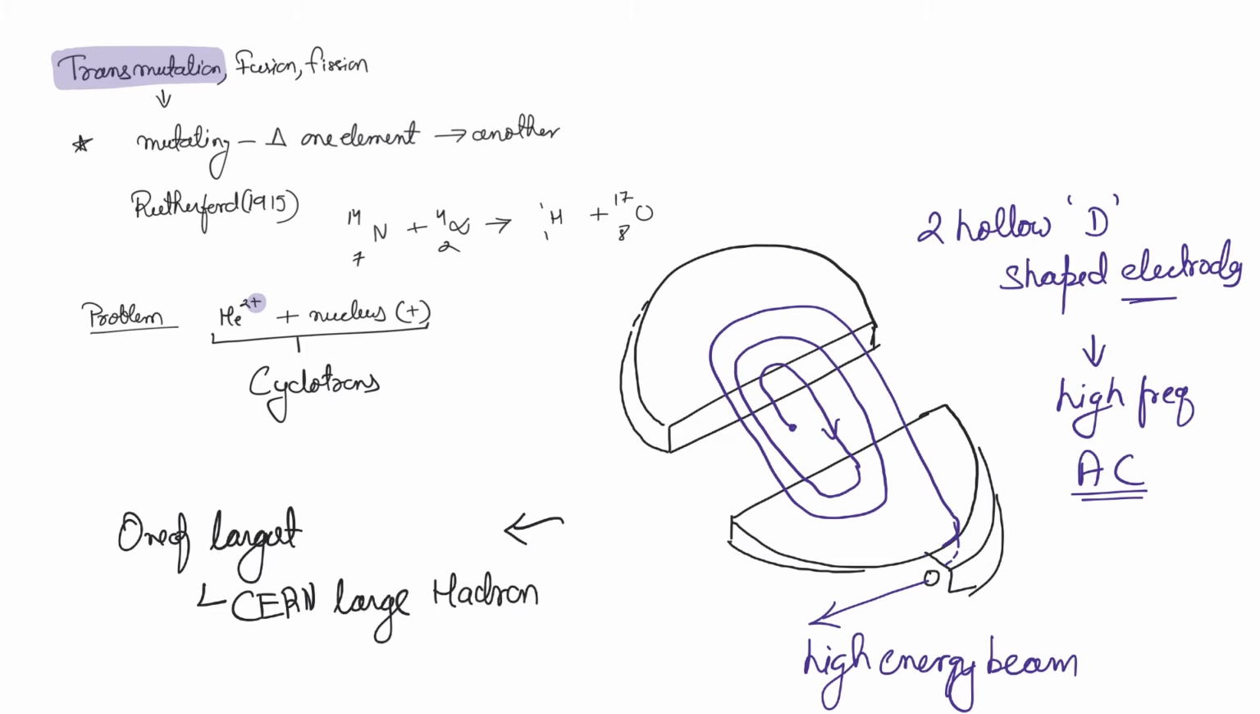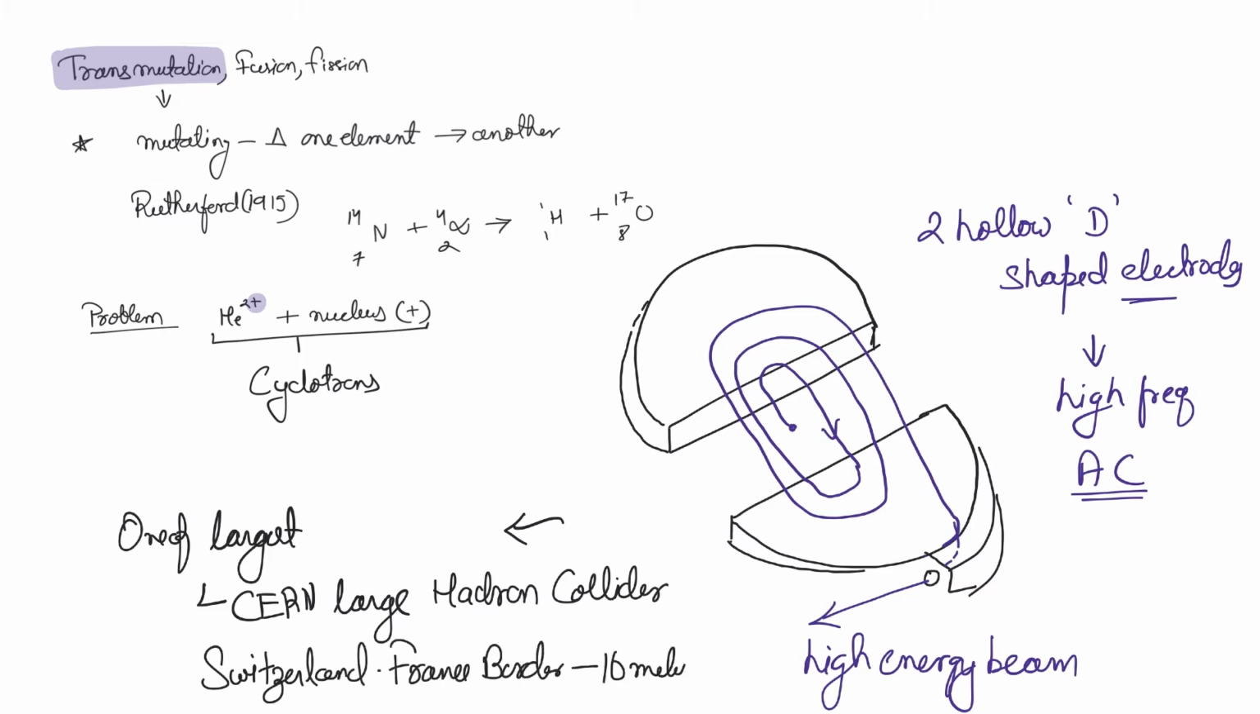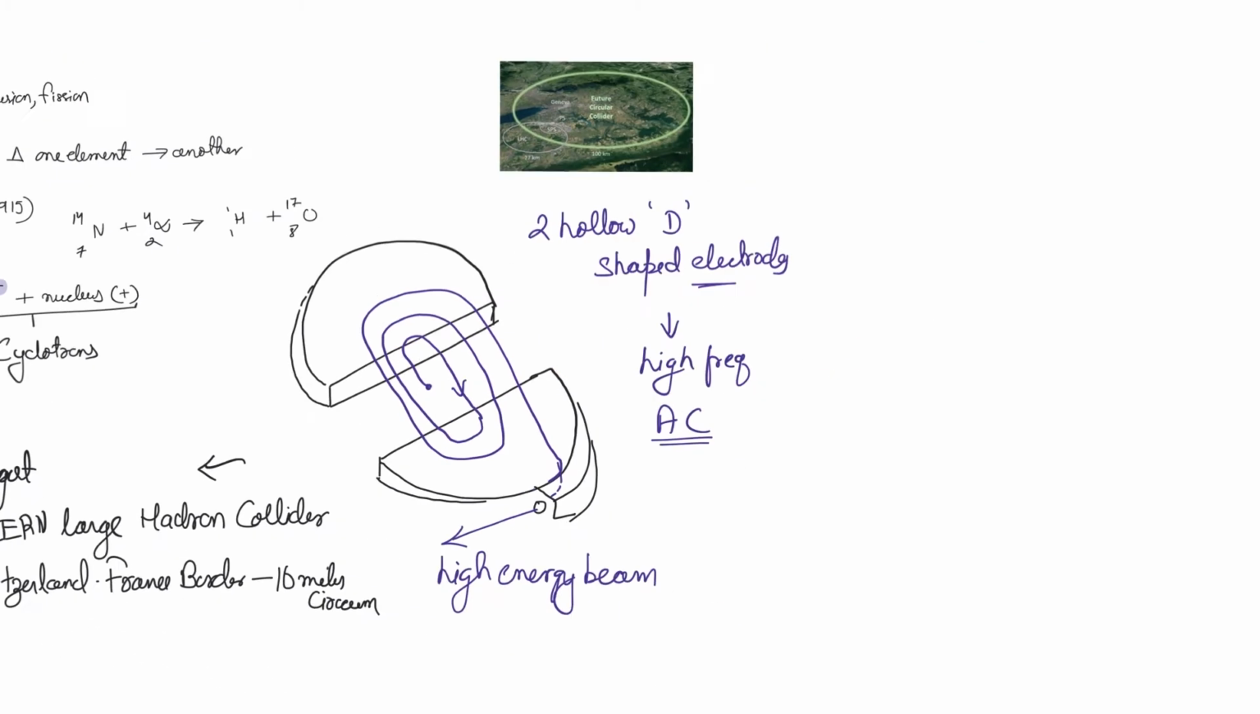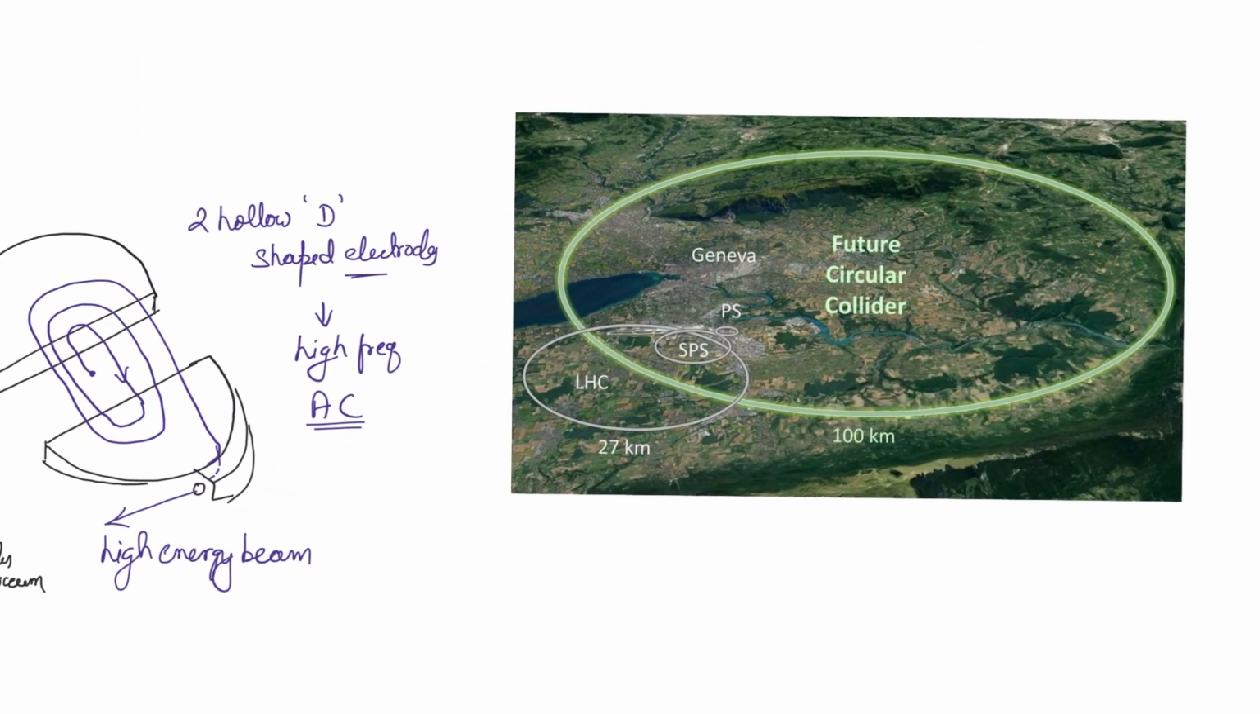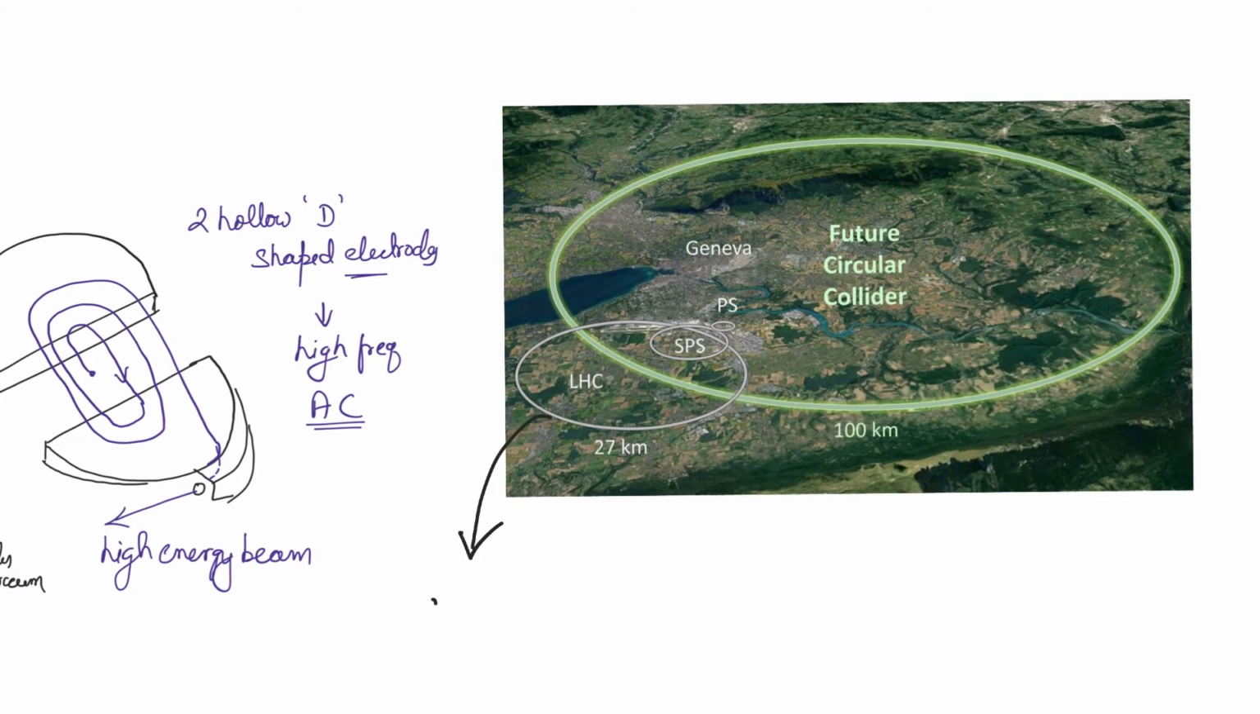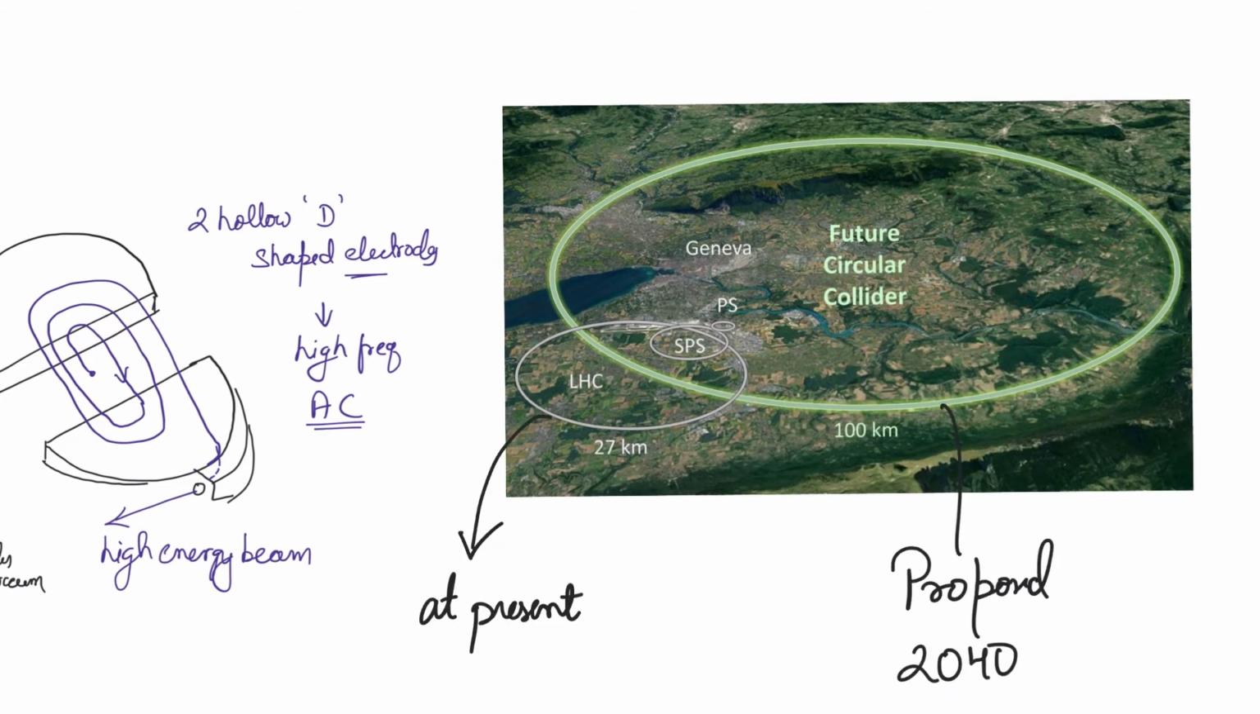So these are huge machines where you collide these charged particles and you transmute the elements from one to another. In this picture of the Switzerland facility, the white line represents the LHC at CERN right now, but the further plan is a whole lot bigger, and it will be ready only by 2040.